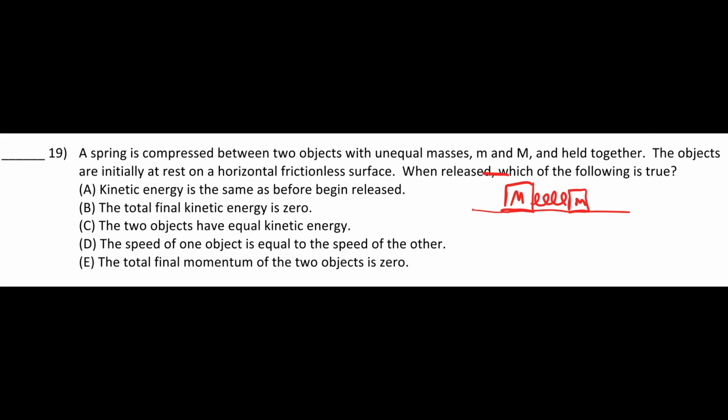We know that they're going to go to the left and to the right. When we let go of the spring, that's what's going to happen. Now, the smaller mass on the right means that this object will be going faster. Its speed after the explosion event, which is really what this is, is going to be larger than it is for the mass on the left-hand side.